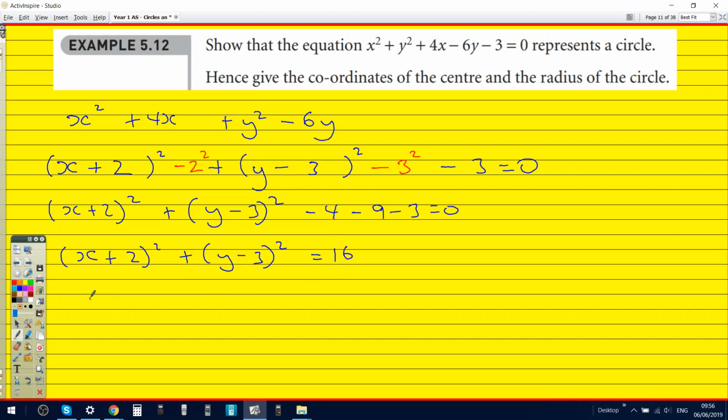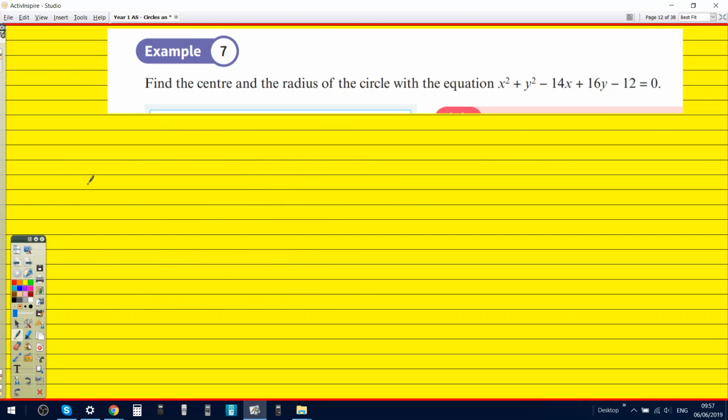And hence give the coordinates of the center and the radius. So the center is minus 2 plus minus 2 and 3. And the radius is root 16, which is just 4. Well done. So you put the x's together, put the y's together, complete the square, and then go from there. Any questions about that? No, it's alright. Okay, how about this?